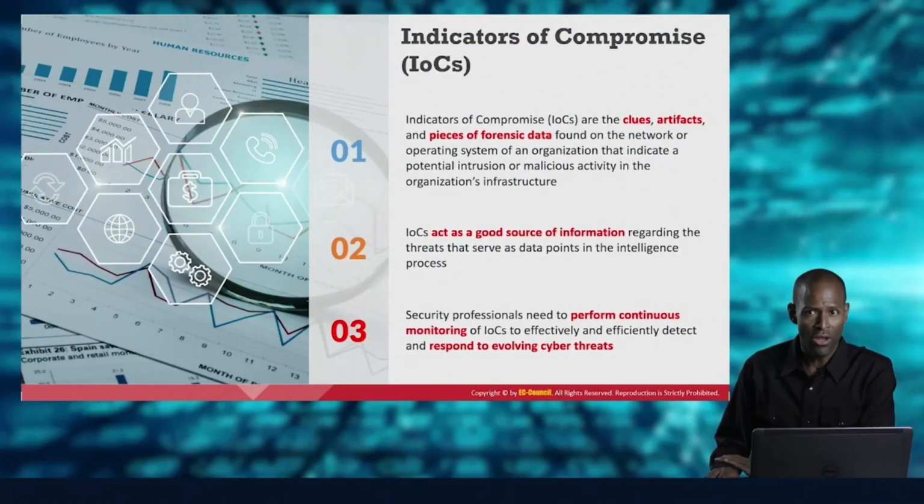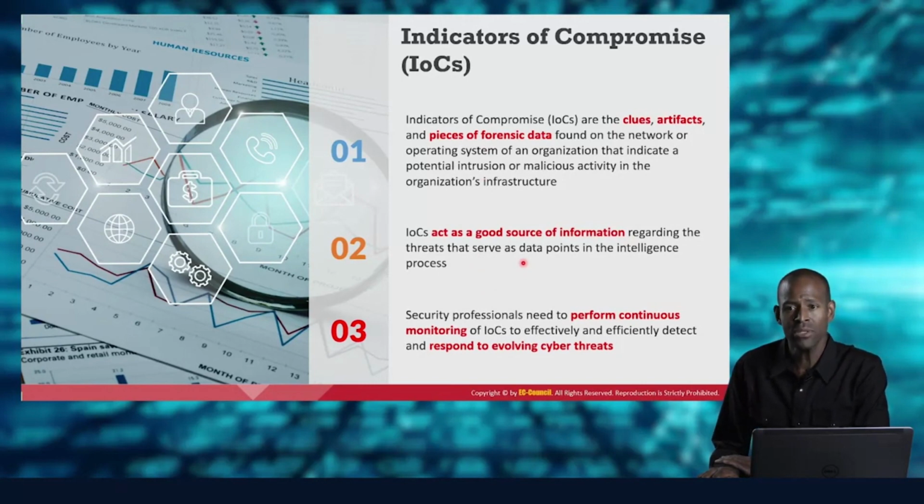One of the other areas that we need to monitor and be able to identify are indicators of compromise, or IOCs. An indicator of compromise is like a clue. I see a magnifying glass here, right? An artifact, a little piece of forensic data that's found on a network, found on an application, found on an operating system that indicates that there might be malicious activity. There might be an intrusion or an attack going on right now. And so they give you a good source of information about threats. And they can help in the intelligence gathering process.